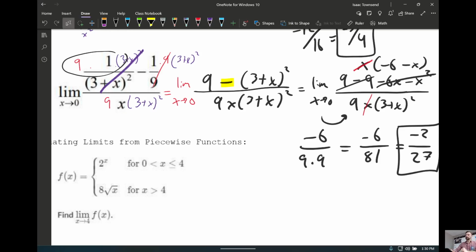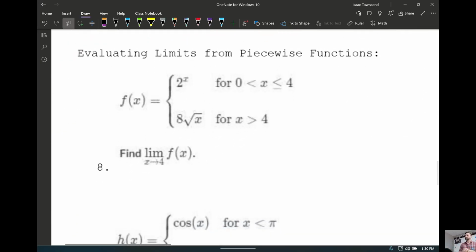The other thing I'd like us to practice today, as far as new, is really kind of a review from day one. On day one, I gave you a bunch of graphs, and you just got to look at the graphs. You got to think about what the limit was as it approached from the left, what the limit was as it approached from the right. If those numbers were the same, that was your answer. If those numbers were different, then we said the limit did not exist. This is the same thing.